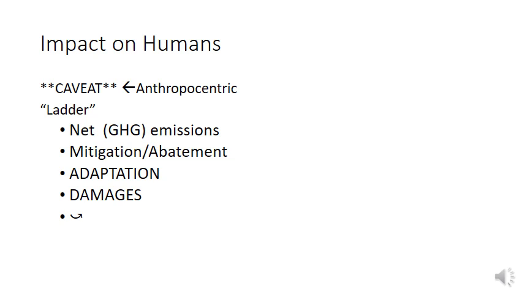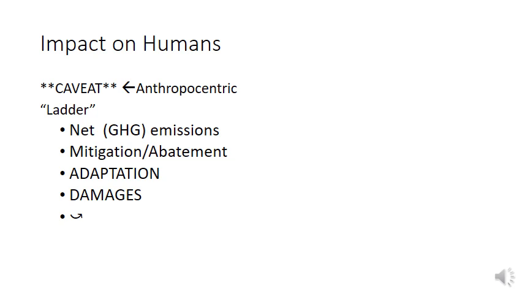And to that end, we kind of have to think about a ladder, where there are net emissions of greenhouse gases that we put out there. There are sources and there are sinks, but on balance, there is more being put out than being absorbed. There are net emissions. Now, reducing the sources or increasing the sinks is called mitigation or abatement, and this is going to reduce the physical impacts of climate change that occur.